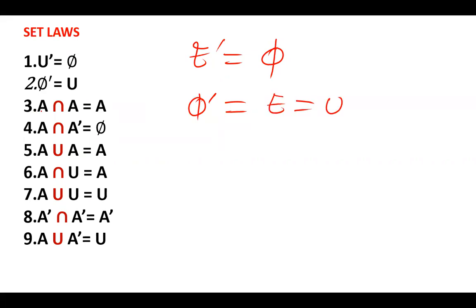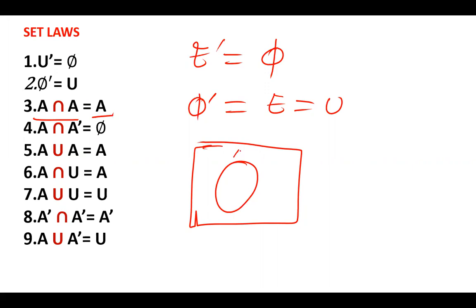And then A intersection A. If for instance you have set A there, and this is a universal set. So if they say A intersection A, you've been told to shade the common elements between A and the same A again. It's simply just the same as shading A. So A intersection A is also just equal to A.